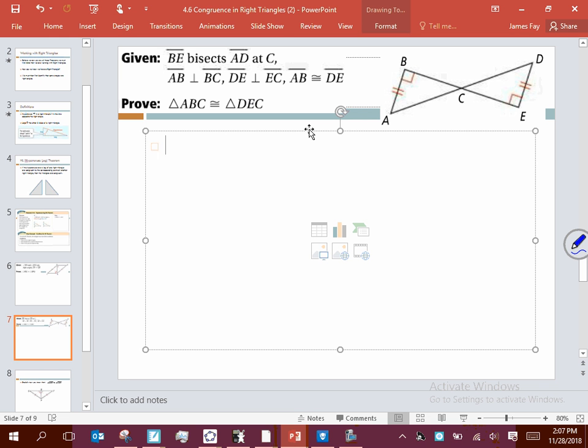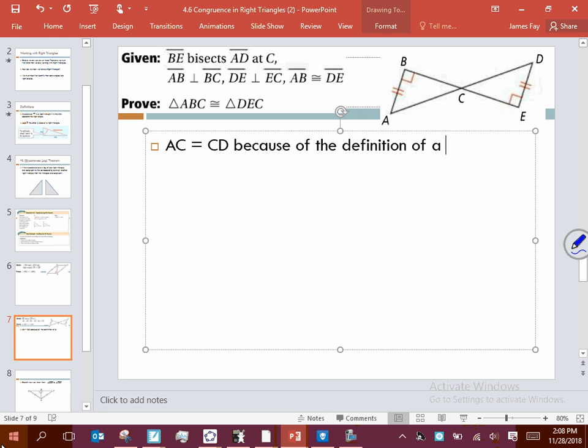Okay. So I want to write here, like I said, let's do a paragraph first. Let me show you how we go about paragraph proofs. They're exactly the same as two-column proofs, but they have a little bit better flow. Okay? So BE bisects AD. So I'm going to say AC is congruent to CD because of the definition of a bisector.